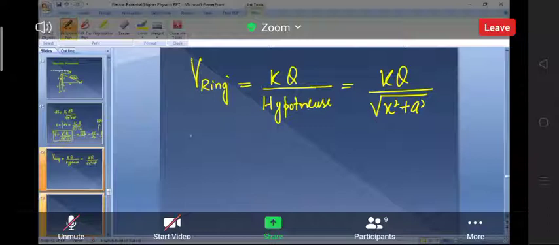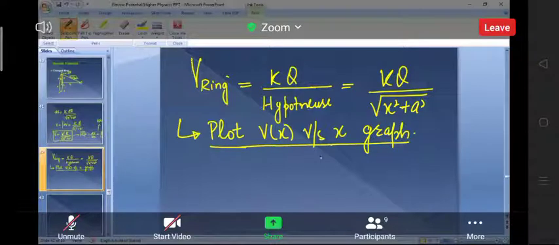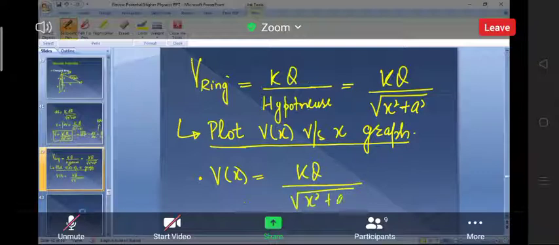Next, we have to plot V as a function of x, the V versus x graph. Let's plot this graph. In order to plot the graph, we have to make some preparations. First of all, point number one: what is V of x? V of x is equal to kq divided by root of x square plus a square to the power 1/2. Point number one.